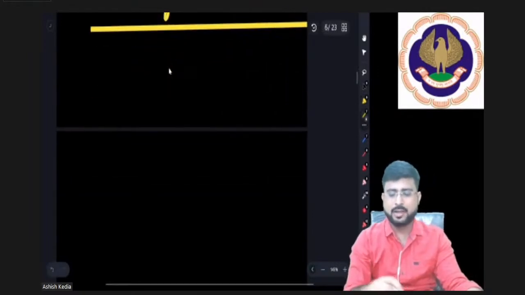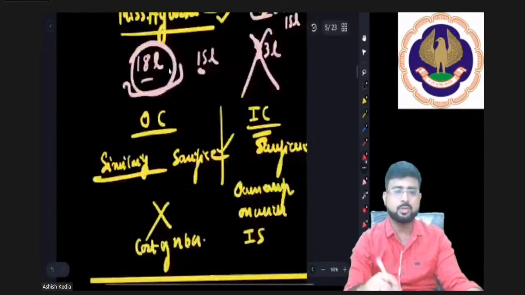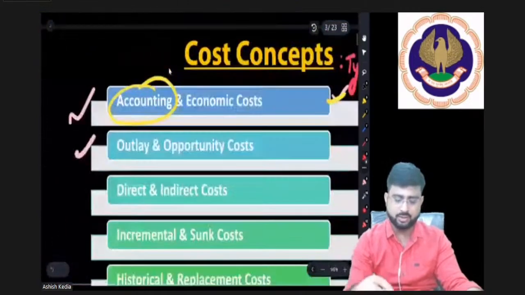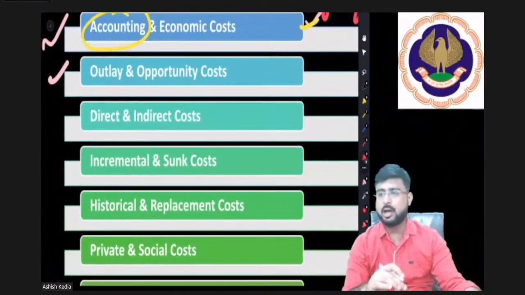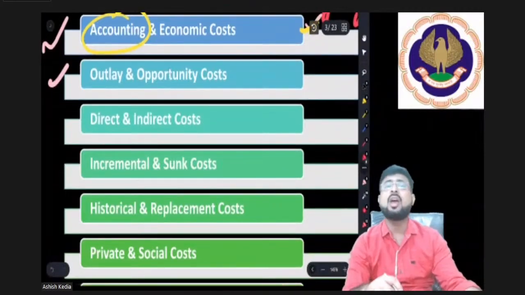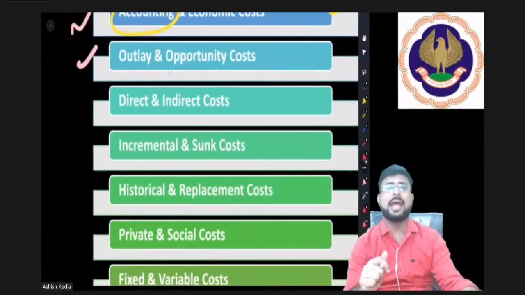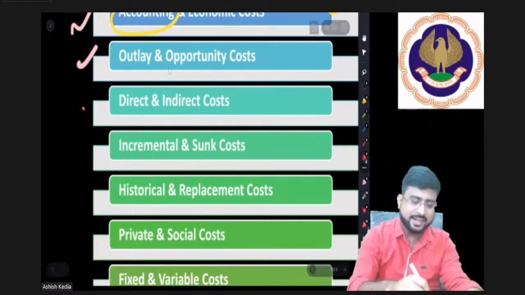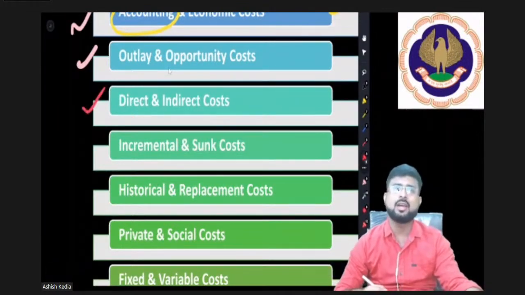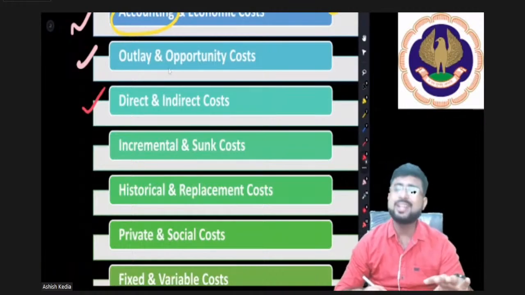Now, my friends, since you have understood this, let's move on to the next concept. Accounting and economic done, outlay and opportunity done. Now, lovely friends, what we're discussing is direct and indirect costs. So let's see what we have here.